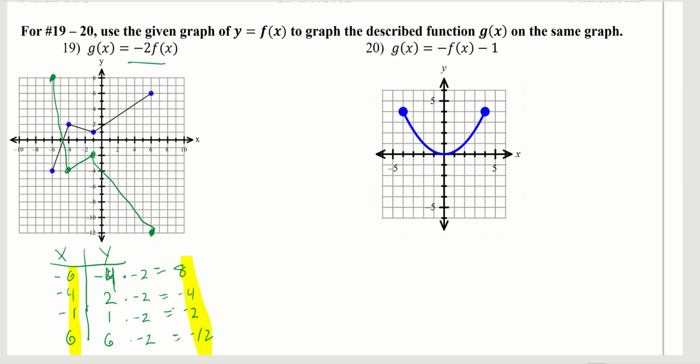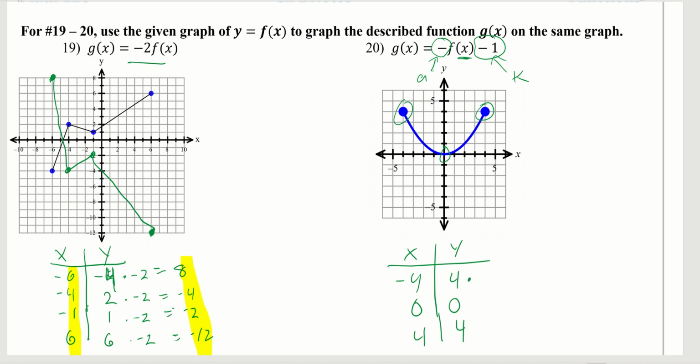Now same idea over here. So if you notice, we've got a reflection, and then here, this is outside of the parentheses. So that is your k value, right? So that's going to move it up and down. So again, my x is not getting adjusted here. So I'm going to pick this point. I'll pick the vertex there, and then that point there. So we've got -4, 4, 0, 0, and 4, 4.